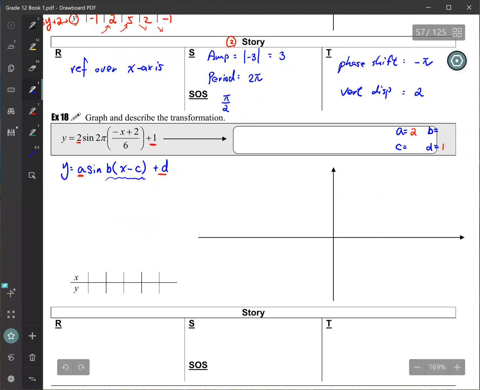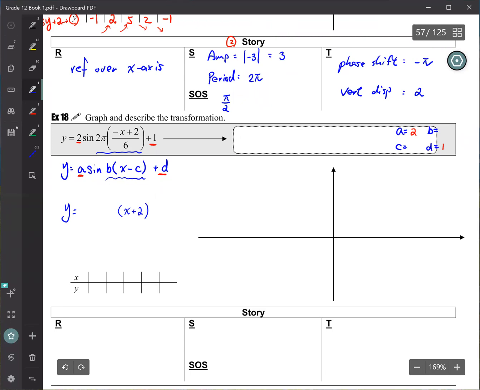Eric, you want to share what you did? What does the story form look like? Use something with the brackets. Are you asking for my ABCD? Yeah, the A B C D. For C, I got negative 2, so it'll be x plus 2, like that.